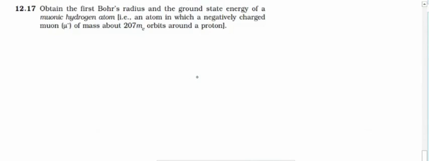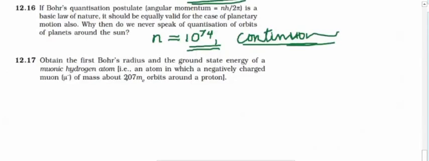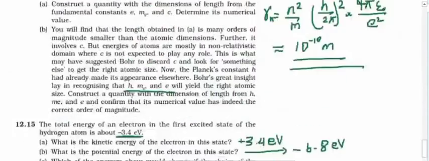Now, next question 17. Obtain the first Bohr radius and the ground state energy of muonic hydrogen atom. It is given what is meant by muonic hydrogen atom: an atom in which a negatively charged muon of mass about 207 times the mass of the electron orbits around a proton. So first of all, the Rn formula you can see there.